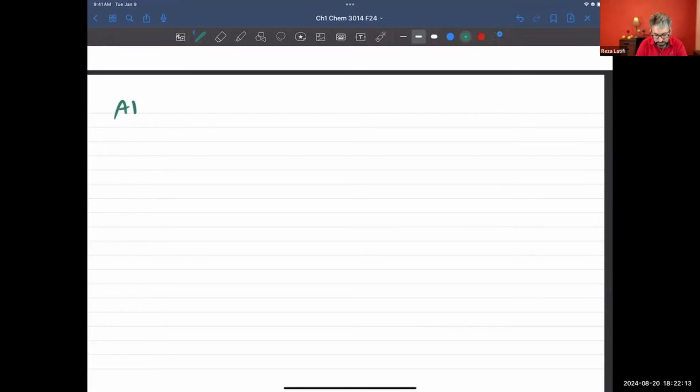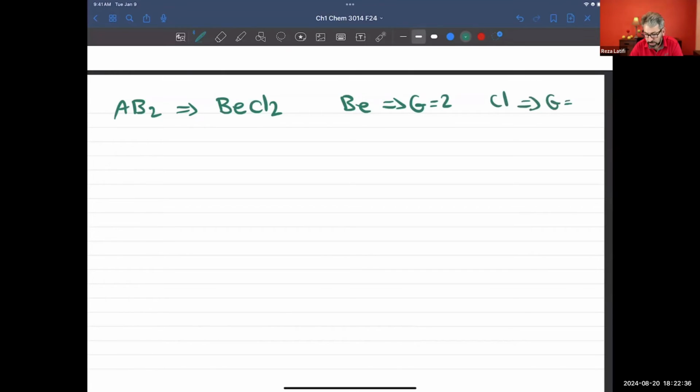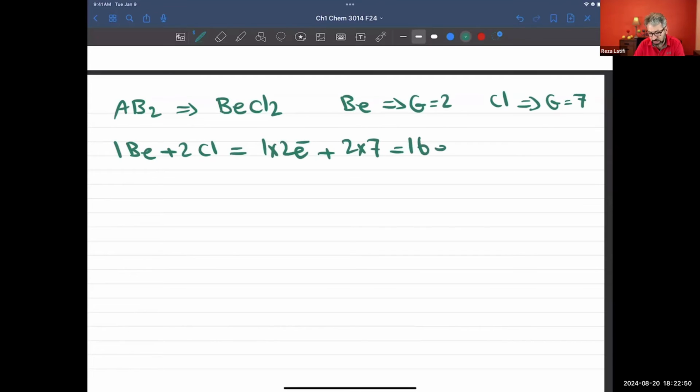Imagine you have such a molecule, AB2: one central atom attached to two outer atoms. I go with BeCl2. Beryllium is a group 2, so it's not going to make it to octet. Chlorine is a group 7. So 1 beryllium plus 2 chlorine: 1 multiply 2 electrons plus 2 multiply 7, I get 16 electrons.